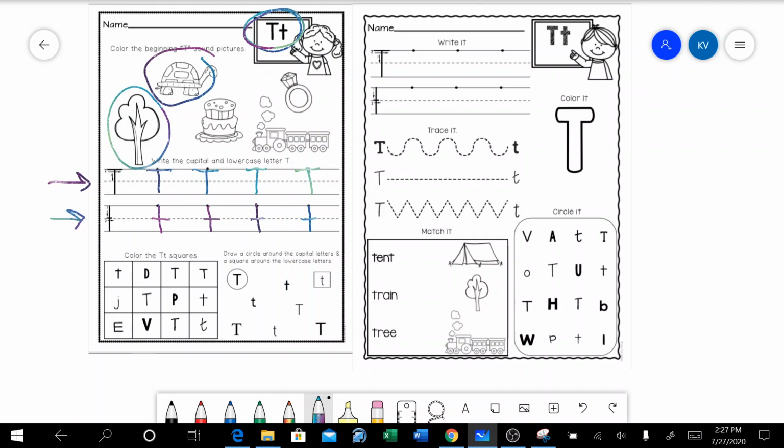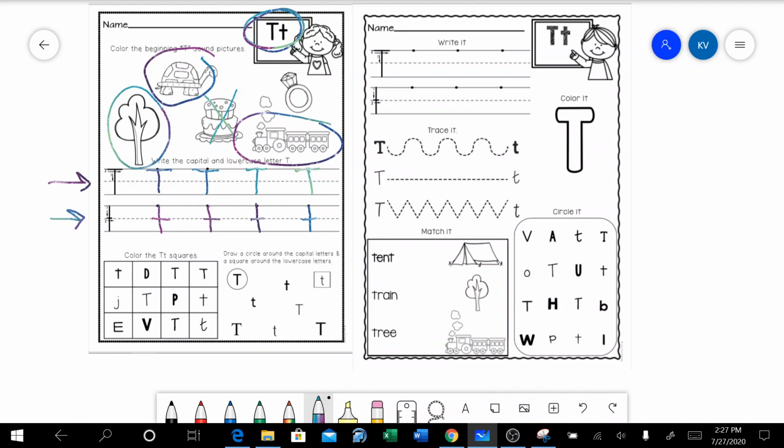Then we have a cake. Does cake start with a T? T, take? No, it does not. So we're going to cross that cake off. Cake starts with a K, not a T. What about train? T, train? Just like with our T, yeah, T, train. It starts with a T.